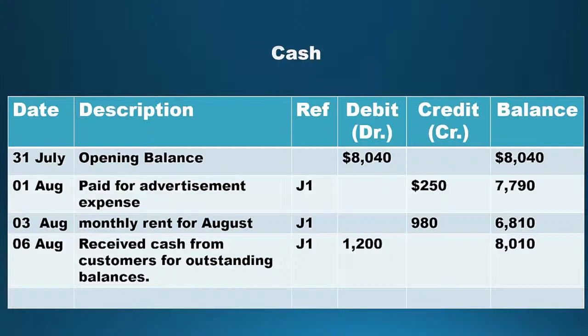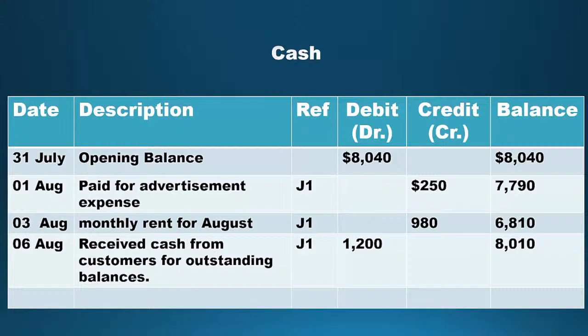Posting to the ledgers. Cash ledger. 1. Date. Write the date, August 6. This helps us keep track of when the transaction occurred. 2. Narrative. Add the narrative. Received cash from customers for outstanding balances. This explains what happened, so anyone reading the ledger knows the reason for the change.